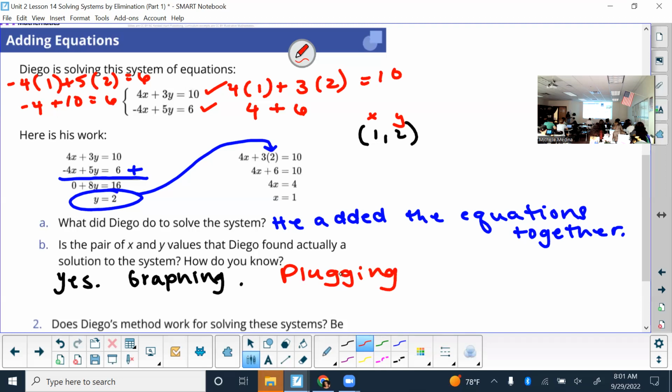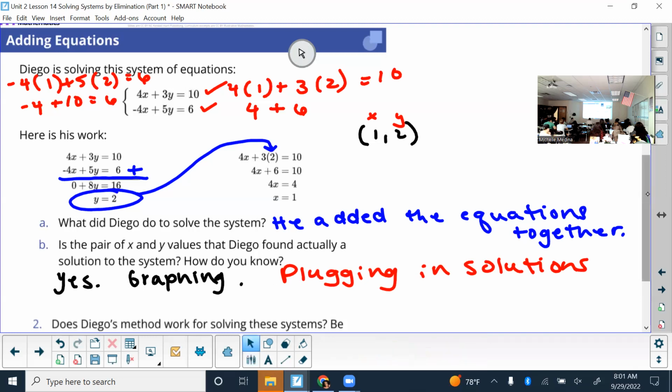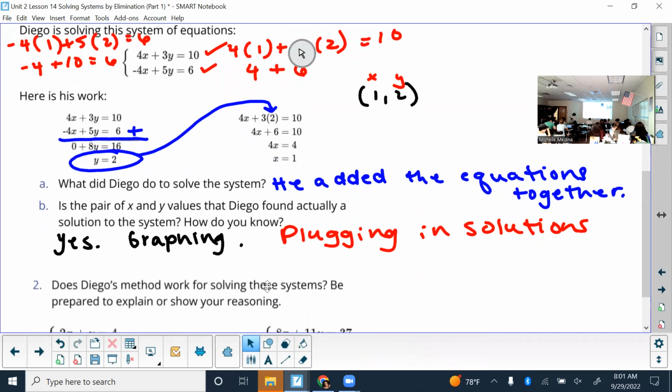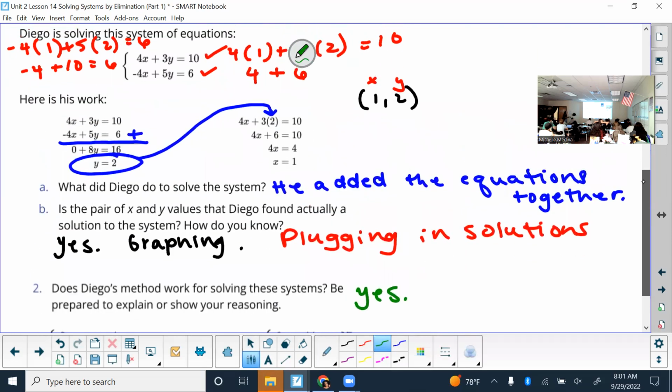You can verify by graphing. But yeah, he did get the right solution. So does his method work for solving these systems? Yes. Will it work every time? No. Well, that's where it's debatable, because we don't know yet.